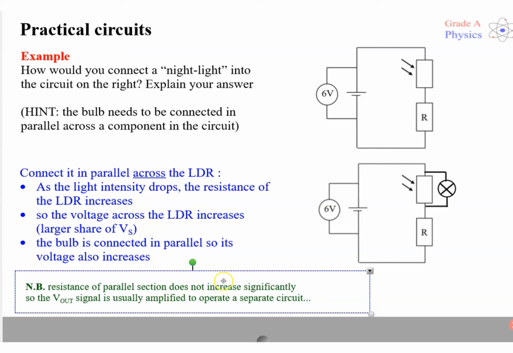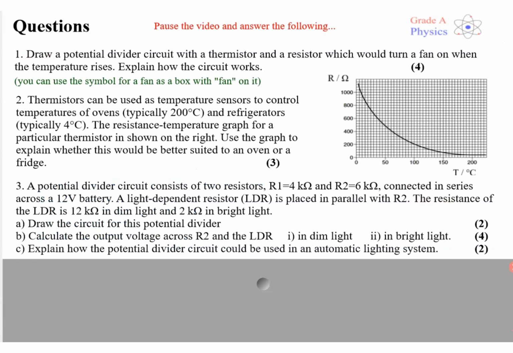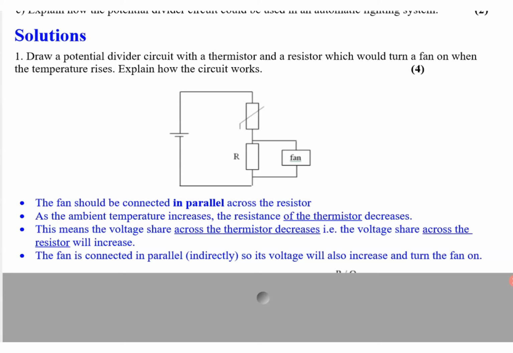Now, we could put a little caveat here. In actual fact, if this were a real, practical circuit, you might have some kind of additional amplification, so maybe a transistor or something else which is beyond the scope of physics A level. But the basic principle is as shown here. Right, 3 questions. Have a go at these, pause the video, and then press play when you're ready to check your answers.